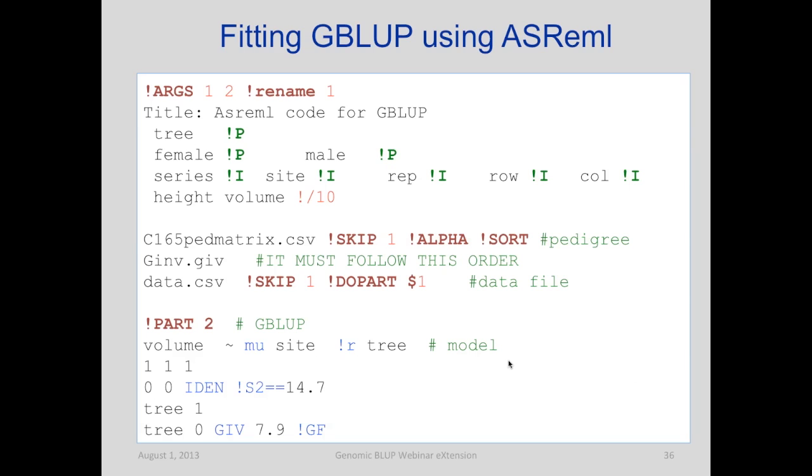So, fitting genomic BLUP: once we obtain the G inverse matrix, or the inverse of the genomic relationship matrix, we can run the mixed model in any platform, in R or in SAS or in ASReml. This is a model syntax for standalone ASReml.